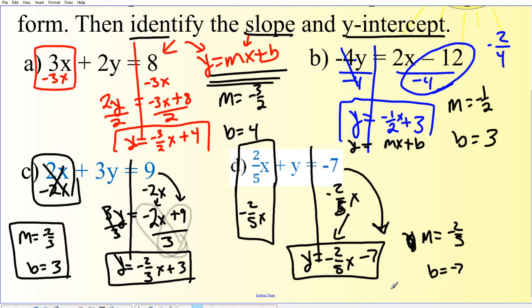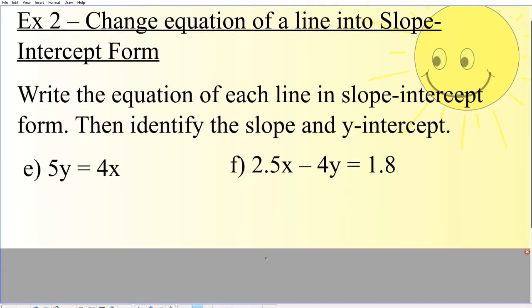Okay, so we've done a little bit of practice of both. The first thing we did is we found out which equations are in slope-intercept form. Right now we're practicing how to write the equations in slope-intercept form, how to solve for y. And then once the equation is in slope-intercept form, finding the slope and intercept.